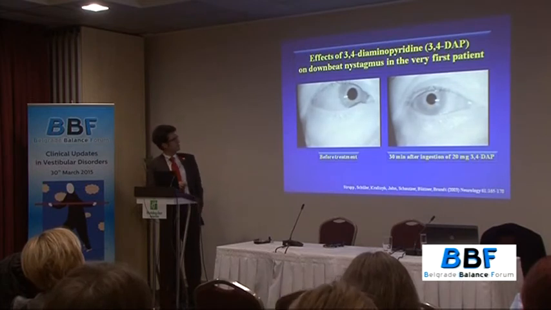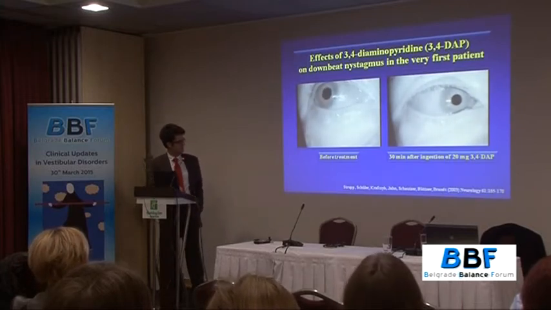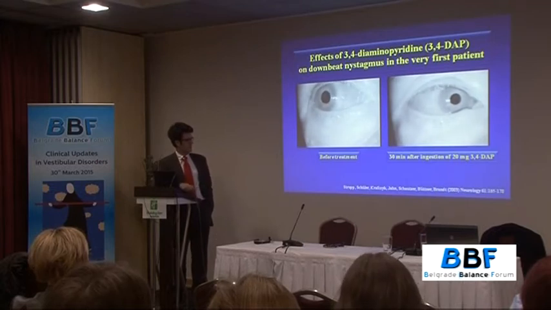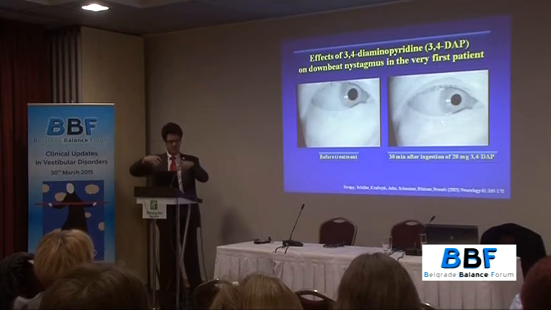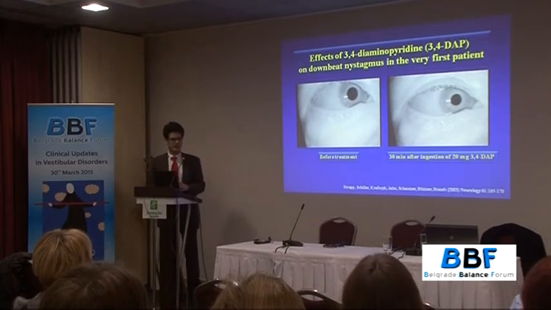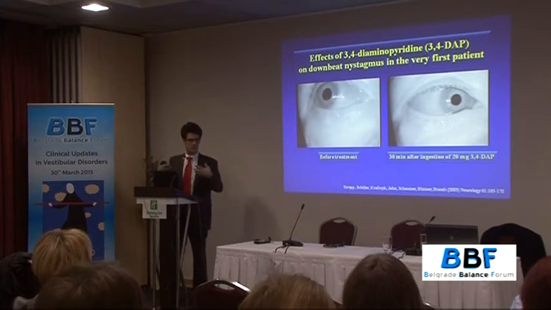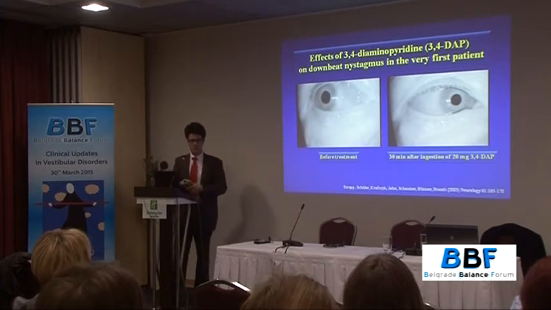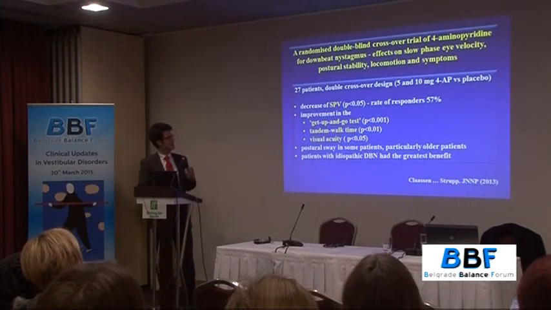And that's shown here. This is the condition of a downbeat nystagmus before treating, and this is the condition 30 minutes after giving 20 milligrams of 3,4-diaminopyridine. What you can readily see is that the slow phase of your downbeat nystagmus decreases a lot, and this also translates to some subjective improvement of your visual dynamic acuity and also of your postural stability. It has been tested in randomized studies, and this is the latest one from 2013.